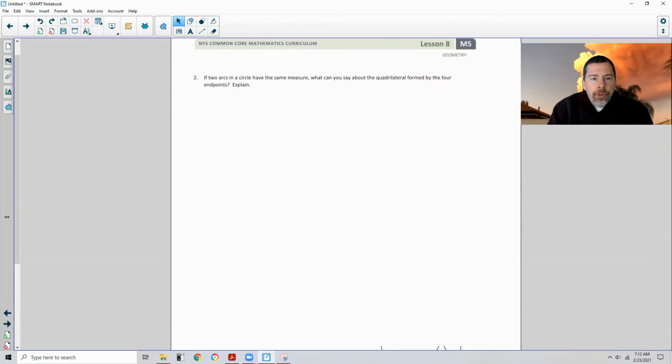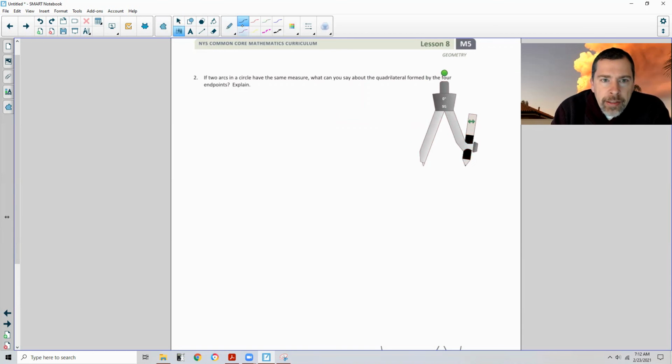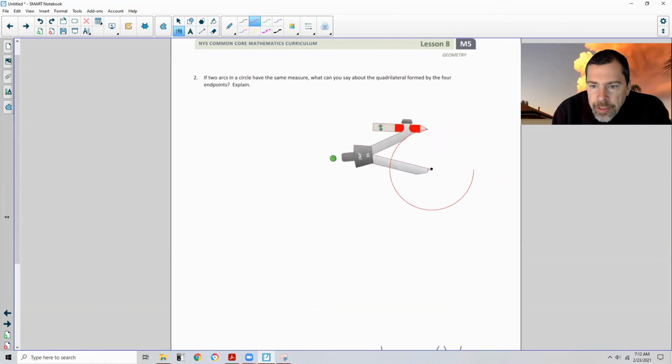Okay, now on to page 2. If two arcs in a circle have the same measure, what can you say about the quadrilateral formed by the 4 endpoints? Explain. So again, I'm going to get a compass out and draw a circle. Let me put a dot at the center so I know where it is. Then let's switch that back to red. Let's put my stylus right on there. I suppose it would have been easier to just put a dot where the stylus was. And rotate around. So there is a circle centered here.